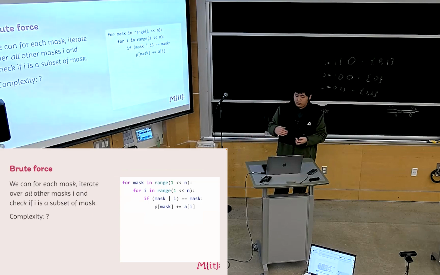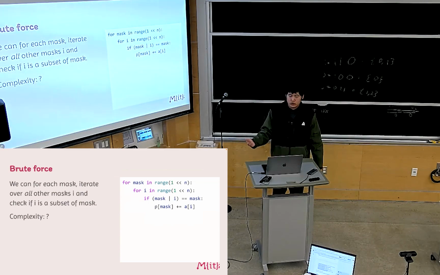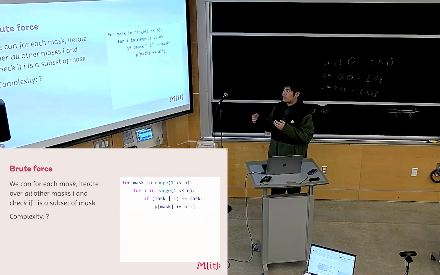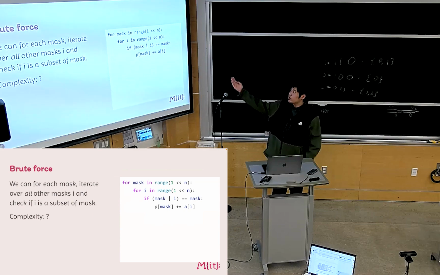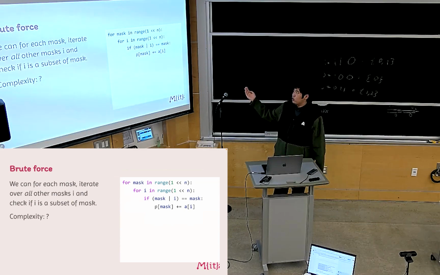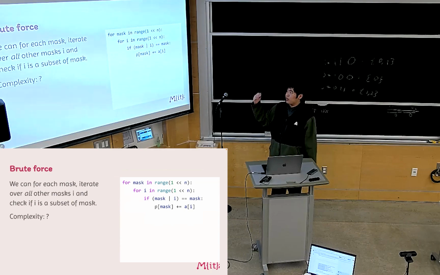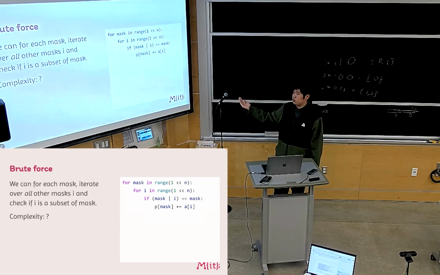So first we can naively brute force to compute the answer, where for each mask we will iterate over all other masks I and check if I is a subset of mask. We can do this with the bitwise OR operator, which gives us the union of two masks. And the statement if mask OR I is equal to mask is saying that the union of the two sets is equal to mask. So this would be one such solution.